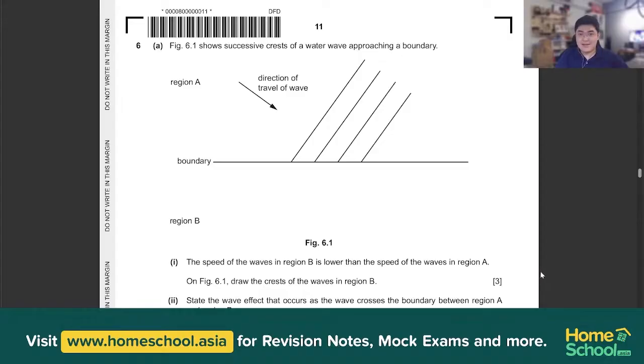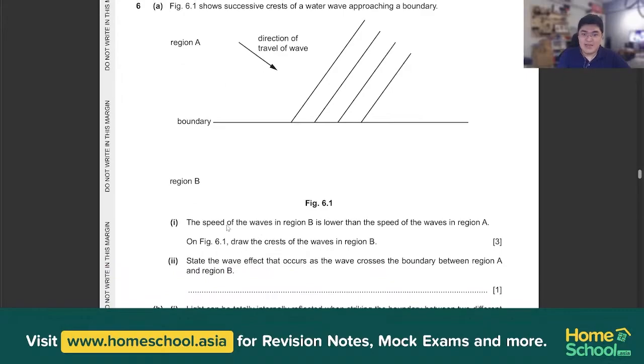Okay, now this is a little bit fun to do. We got some drawing we need to do now. As you can see here, figure 6.1 shows a successive crest of water approaching a boundary, and in region B, the speed of the waves in region B is lower than the speed of waves in region A. So we are supposed to draw the crest in region B. So when the speed of the wave is lower, let's write the lower speed.